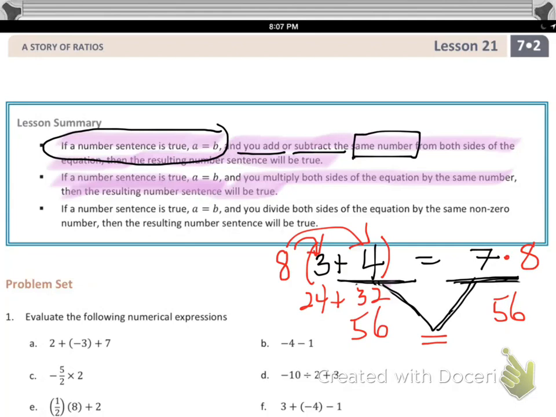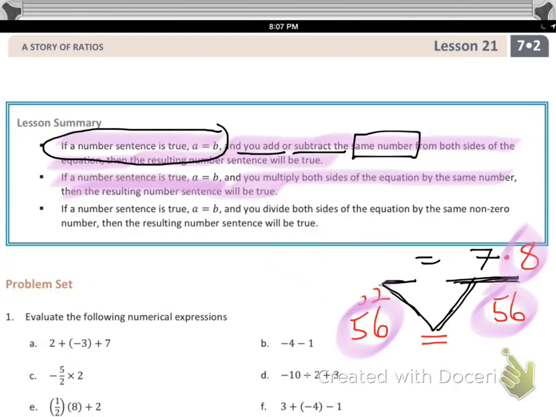So if my initial number sentence is true, okay, 3 plus 4 equals 7, then I should be able to multiply both of those sides by the same number, which in this case I did with the number 8, and I should be able to get the same result, which I do. Okay?